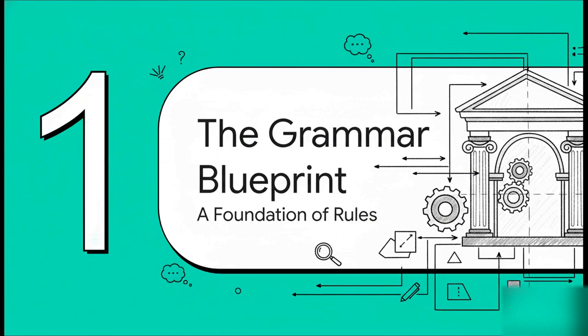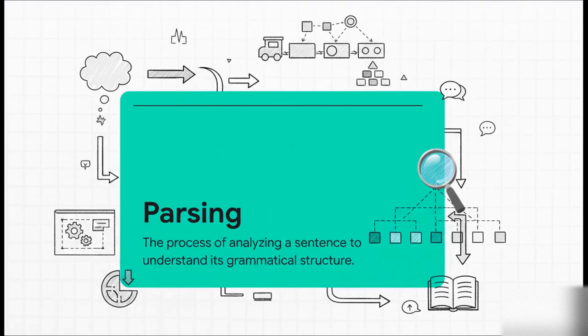So, how did the pioneers even start to tackle this? Well, the very first attempts focused on creating this super rigid blueprint for language, kind of like how an architect has a blueprint for a building. The thinking was, hey, if we can just define all the rules, we can understand any sentence.